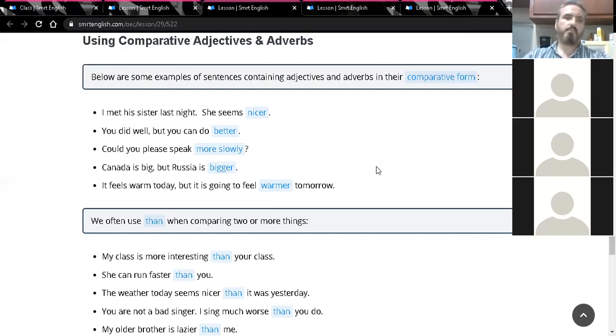If the person you're talking to can understand what you are comparing this thing to, for example, in this one, you did well, but you can do it better, of course you know that you're talking about another time. But if you say Canada is big, but Russia is bigger, of course you know that you're comparing Russia with Canada. You don't need to say Canada is bigger than Russia. I mean, you don't need that than. Sometimes it's needed, sometimes it is not.